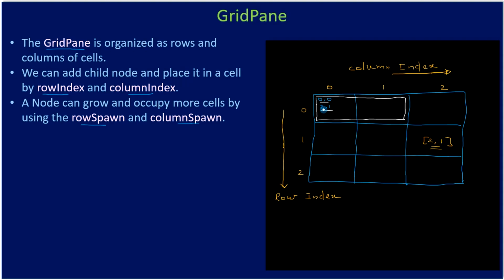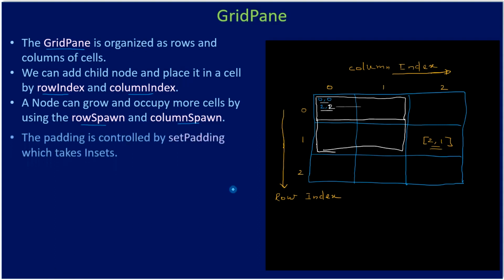Suppose, if you would have specified row span also 2, then column span 2, then row span 2, it will grow like this. Already it got expanded here, then row span. So whatever control you add, that will occupy this much space. So that's what is called row span and column span.